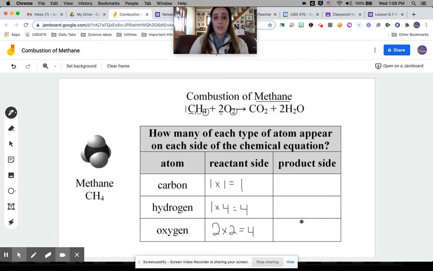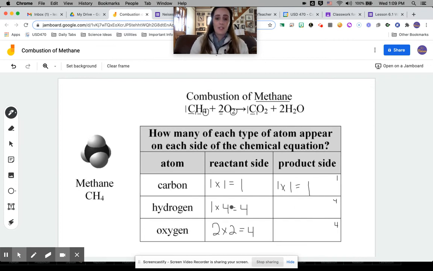Now I could cheat and I could just write over on the product side the answers that I got, because we know that the number of atoms that we have in our reactants should equal our products. But we're going to check ourselves. So looking at carbon on the product side, we're looking for our C's. We got a C here. There's no subscript, so it's an implied 1. And there's no coefficient, so that also means it's an implied 1. So we've got our coefficient of 1 times our subscript of 1, and again, we get a total of 1 carbon on the product side. So it matches up. That's good.